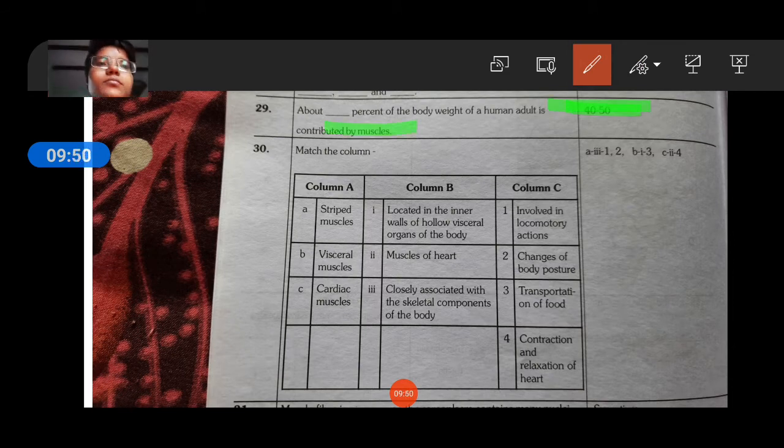Striped appearance, closely associated with the skeletal components of the body and involved in locomotory actions. Visceral muscles are located in the inner walls of the hollow visceral organs of the body, and transport food as in our digestive tract. Cardiac muscles are muscles of the heart, responsible for contraction and relaxation of the heart.